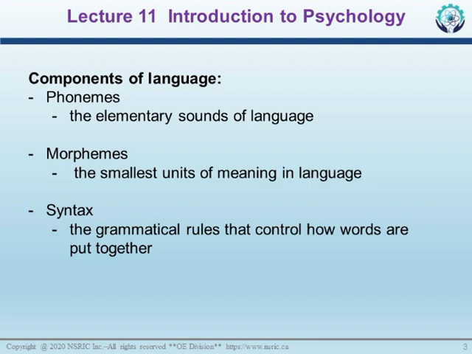So morphemes are the smallest units of meaning in a language. They are strings of one or more phonemes that make up words. So morphemes, such as one-letter words like I and a, are also phonemes. But most morphemes are made up of a combination of phonemes. Morphemes can also be prefixes and suffixes used to modify other words.